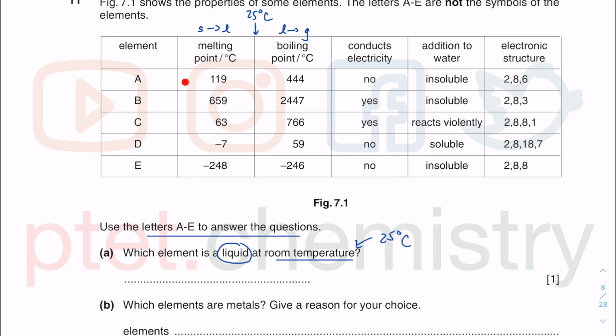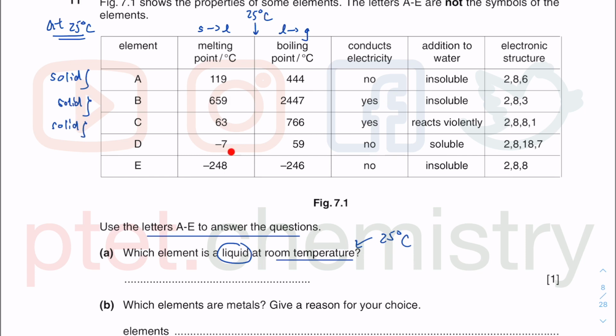25 degrees Celsius is below this. A is already at 25 degrees Celsius. It hasn't melted yet because the melting point is way higher than 25. So A is still a solid at 25 degrees Celsius. This thing is way too high. It is still a solid. B is still a solid at 25 degrees Celsius. 63 is higher than 25, so it hasn't melted yet, so it is still a solid.